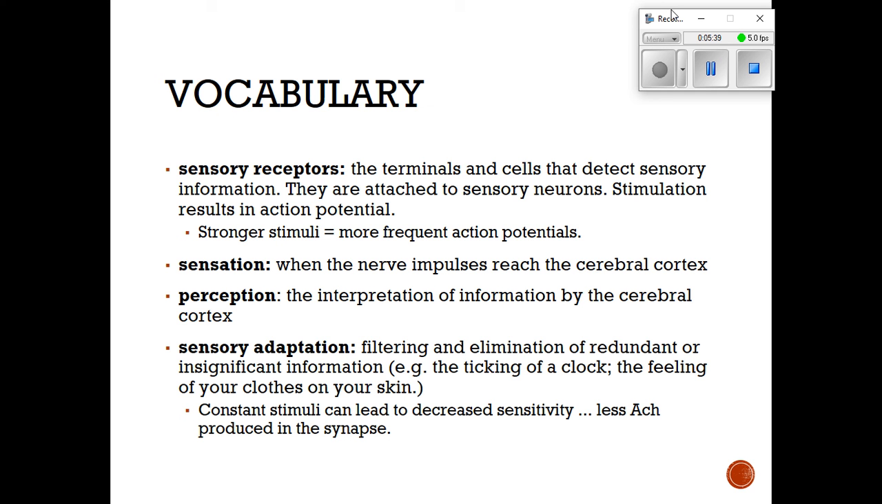So, when you have constant stimuli, something that's always happening, that's repetitive, like the ticking of the clock or the feeling of your clothes touching your skin, it can lead to a bit of decreased sensitivity in the receptors and the neurons that are dealing with that. And so in the long run, probably less ACH, which is acetylcholine, or whatever neurotransmitter is involved in the pathway in the synapse. Your nervous system is trying to accommodate what's going on. It's trying to filter out the stuff that you don't need so you can focus on what is the most important thing. Now, if anyone has questions about any of these terms, you want to let me know?